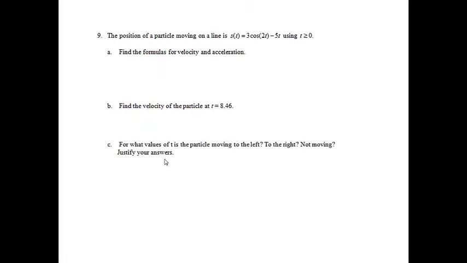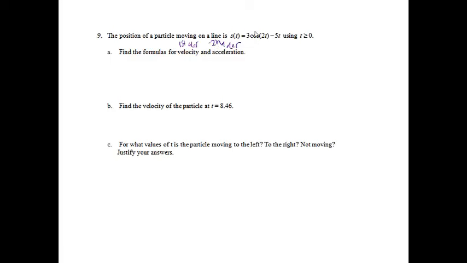Okay, number 9, the position of a particle moving on a line is s of t equals 3 cosine 2t minus 5t using t is greater than or equal to 0, so my time cannot be negative. It says to find formulas for velocity and acceleration. So on these ones, to get the velocity, if I'm at position, the velocity is just the first derivative, and then the acceleration will be the second derivative.